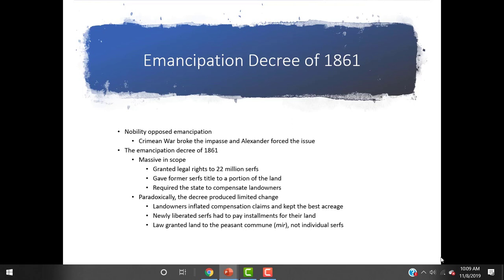It granted legal rights to 22 million serfs. It gave former serfs title to a portion of the land they'd been living on, and it required the state to compensate the landowners they took the land away from. But paradoxically, the decree produced very little change. The landowners inflated compensation claims and kept the best acreage for themselves. And the newly liberated serfs had to pay installments for the land that they were supposed to have been given. So the law granted the land to the peasant commune, not individual serfs.